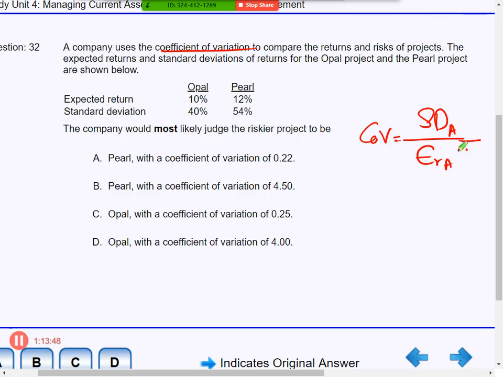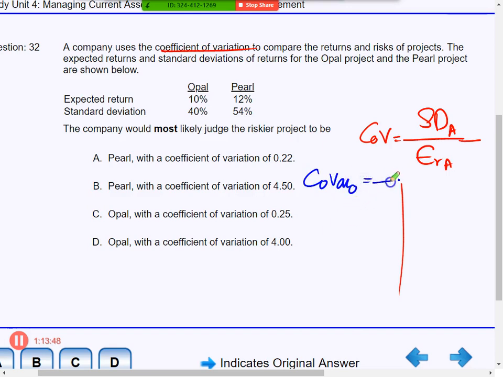Entirely different measure. So the company uses coefficient of variation to compare the returns and risks of the project. The expected returns and standard deviation of returns for the Opal project and the Pearl project are given below. Let us calculate for both. Coefficient of variation for Opal, O.